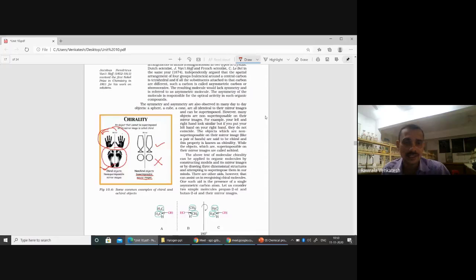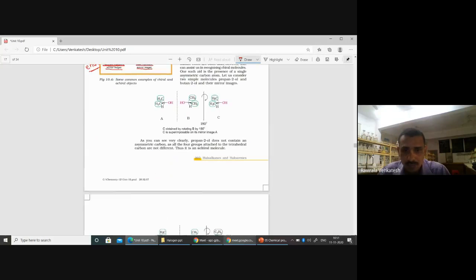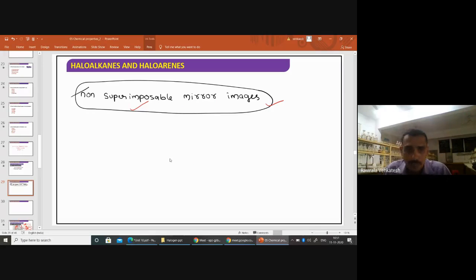So, which are called enantiomers? Non-superimposable. This is there in the textbook. You observe the textbook: non-superimposable mirror images are called enantiomers, isn't it? Superimposable mirror images are not called enantiomers. So, this point you need to remember here. Now, we'll take one example in this slide. I'm taking here carbon.